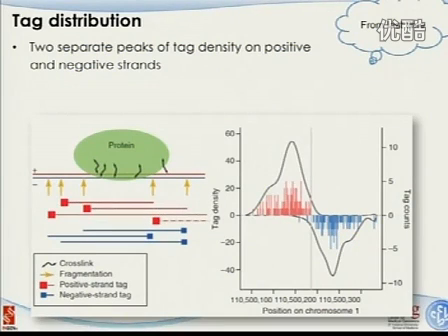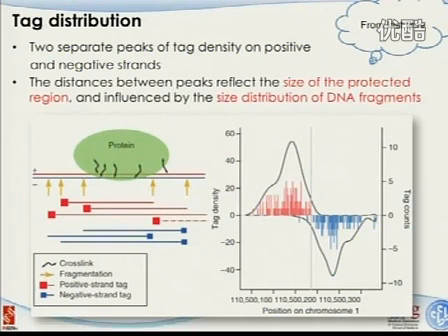Because we are sequencing this DNA always from 5' end to 3' end, you can see there will be significant enrichment on the red part on the left side of the protein binding, and the blue part on the right side of protein binding. So when you put the signals together, it looks more like this. And there are two separate peaks of tag density on positive and negative strands.